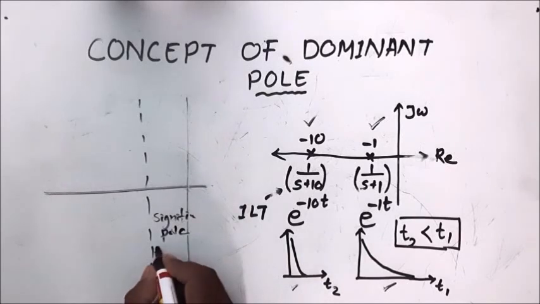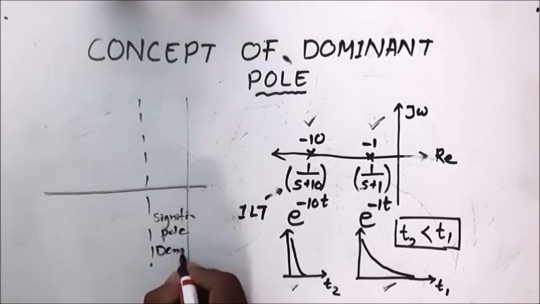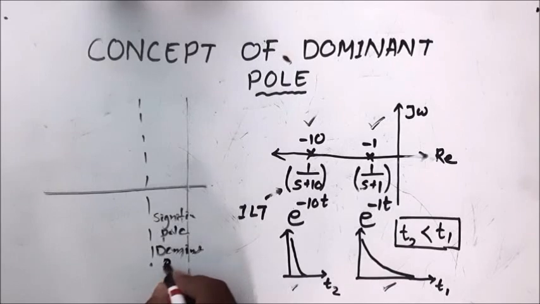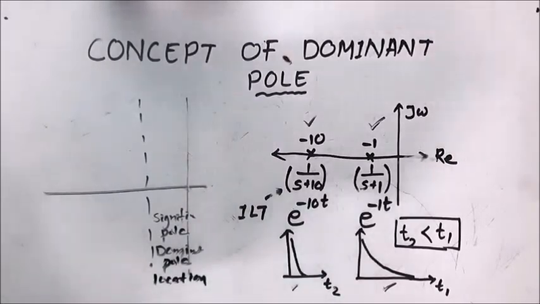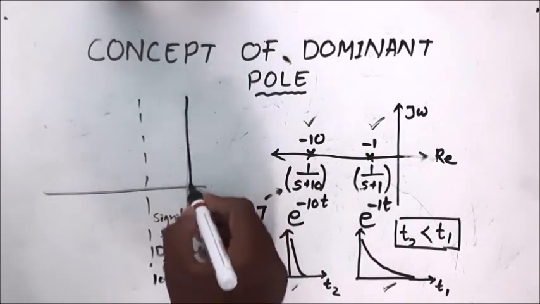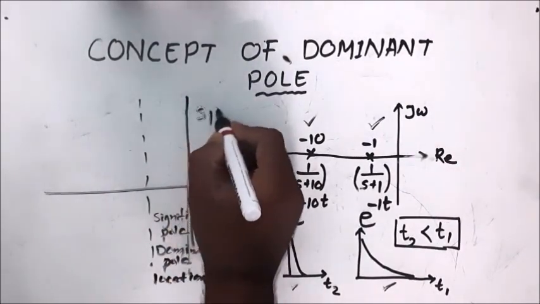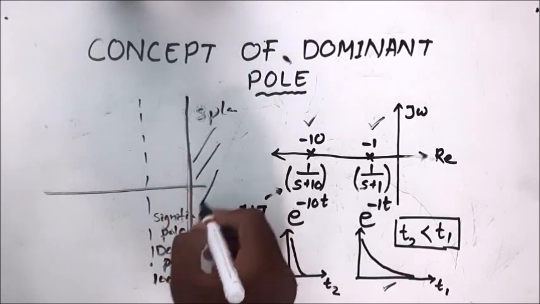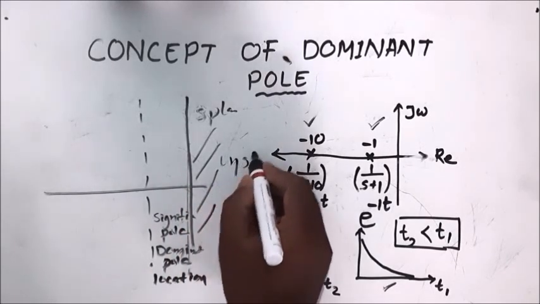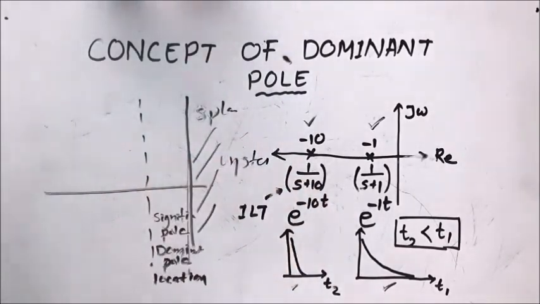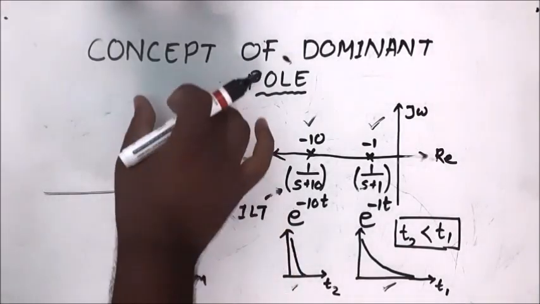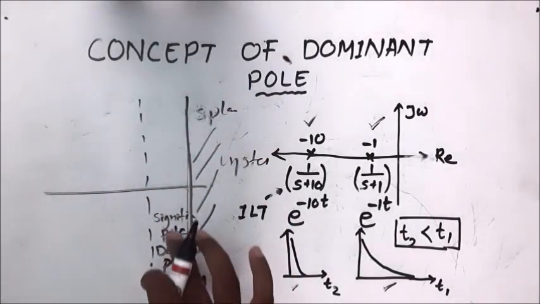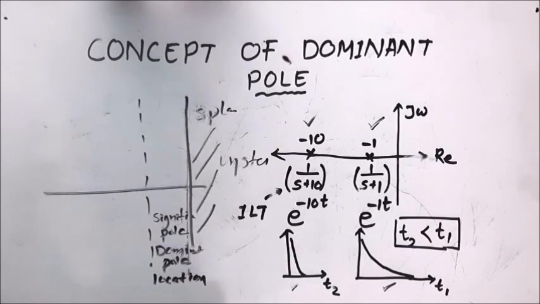Significant pole or dominant pole location. Clear? This is the S plane, where the right side is completely unstable and the left side is stable. Let us consider this region as the region of the significant pole or dominant pole.